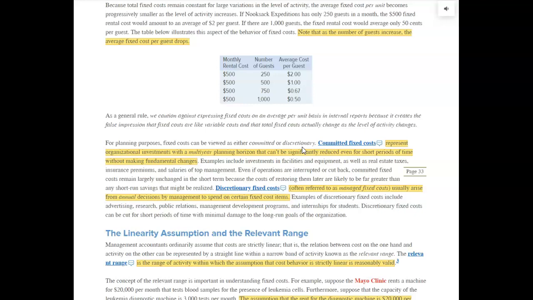Now, a discretionary fixed cost, even though it's fixed and doesn't change as to the activity level going on, you can elect not to pay this. So an example would be advertising, research, public relations. So this is a fixed cost in the fact that in total, it will not vary with the number of units you have, but it is a cost that you can just decide, I'm not going to pay it. I'm not going to advertise for the rest of the year or whatever. So it is fixed when you pay it, but it's also discretionary so that in the short term, you can elect not to incur this cost.